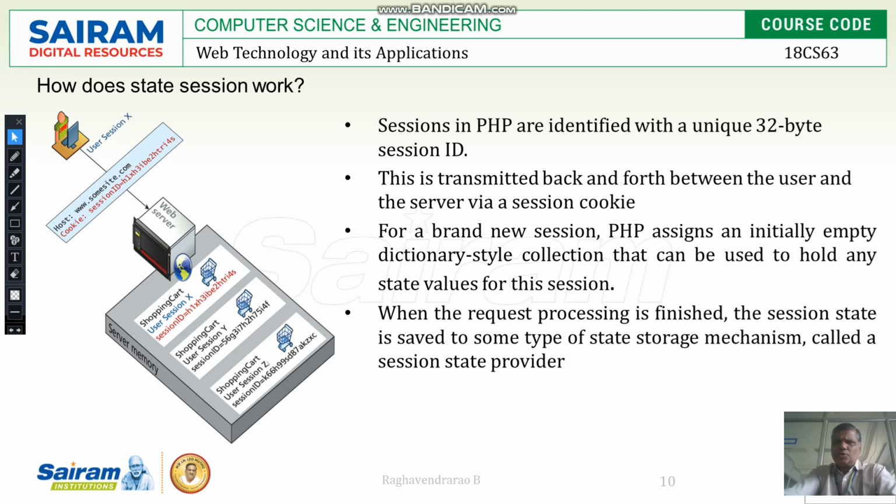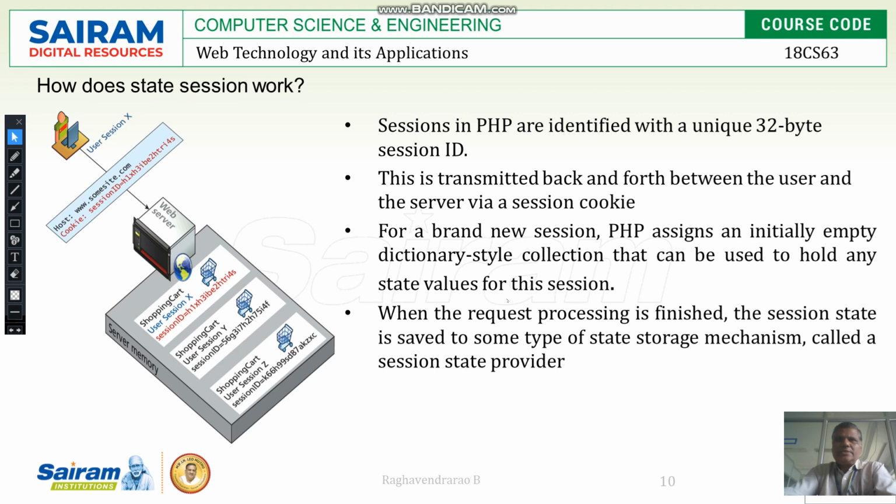The memory is getting stored, and when a single person is activated, only his data is going to be fetched here. Sessions in PHP are identified by using a 32-byte session ID. This 32-byte session ID is transmitted back and forth between the user and the server by the session cookies. These cookies are also going to be present here. So shopping on user X is there.